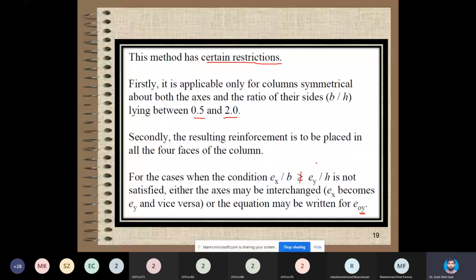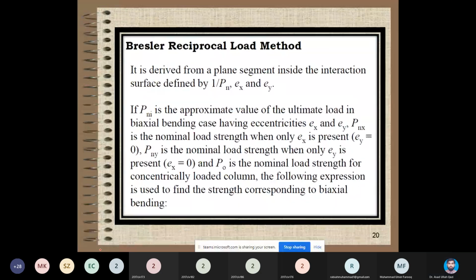Then after this we have some solved problems in our slides, which I will solve today for your practice purpose. So then you will get an idea how to apply both of them, the method of superposition or equivalent uniaxial eccentricity. And now the next approximate method is proposed by Bresler and named as Bresler reciprocal load method.